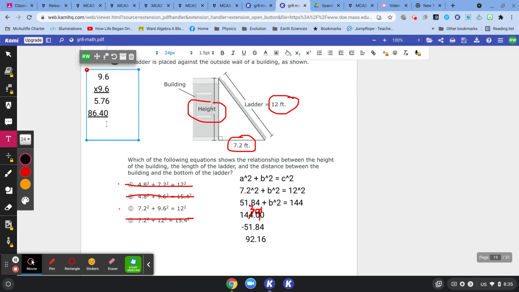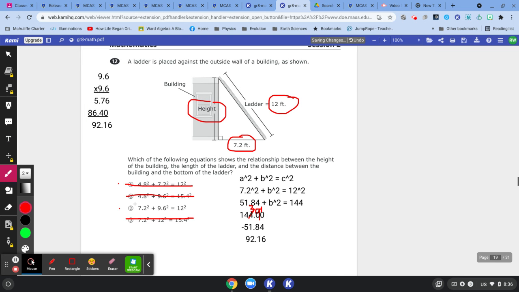Okay, 6 plus 0 is 6. And 7 plus 4 is 11. So I'm going to have to carry the 1, put a decimal place. 5 plus 6 is 11, plus 1 more is 12. Oh, looking good. 29.16. And then I had to carry a 1. 1 plus 8 is 9. 92.16. So we do have the right answer here.